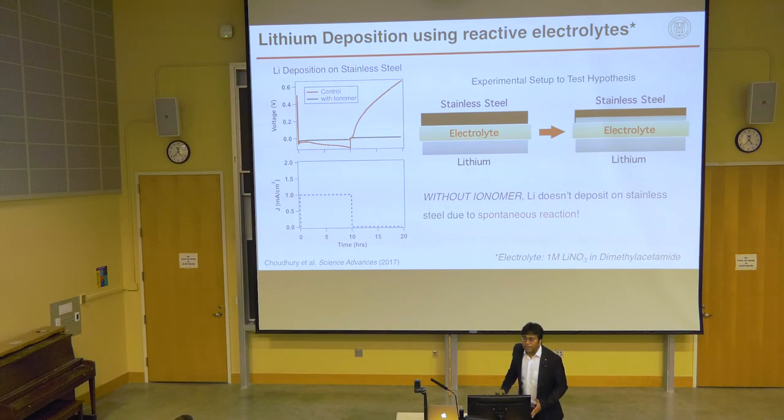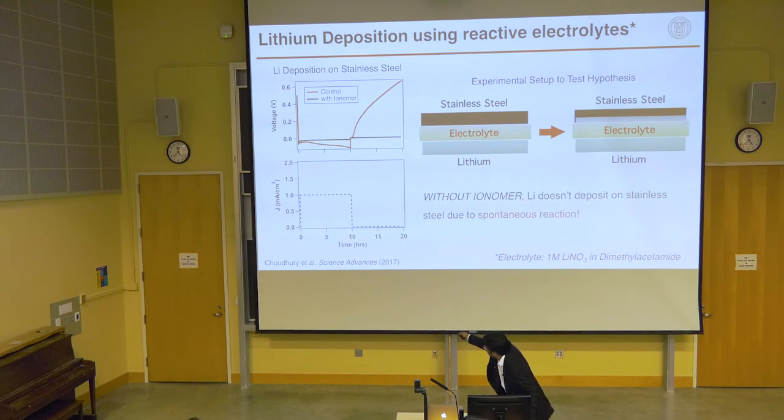A curve is the voltage profile of the control electrolyte without the ionomer additive. A black is with ionomer additive. What we find here is that the overpotential of deposition with the control electrolyte is much higher because of the side reactions and the interfacial resistance is higher. But something very interesting happens after that.